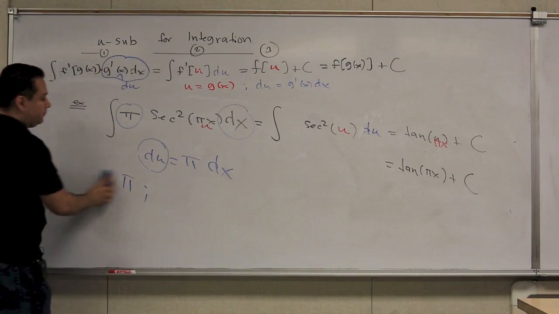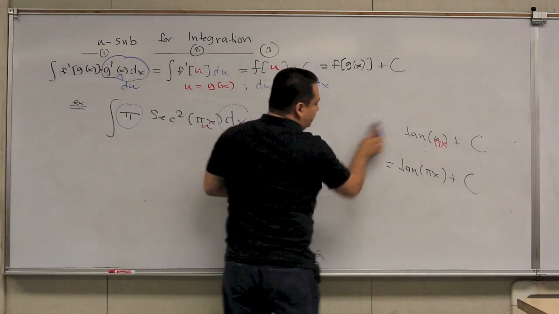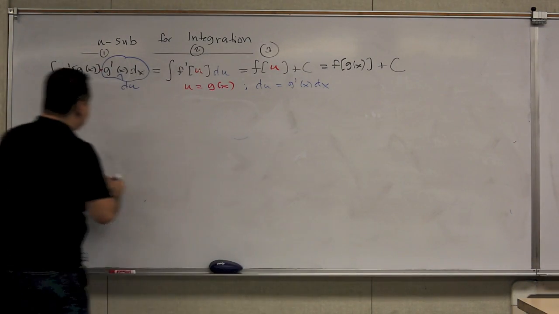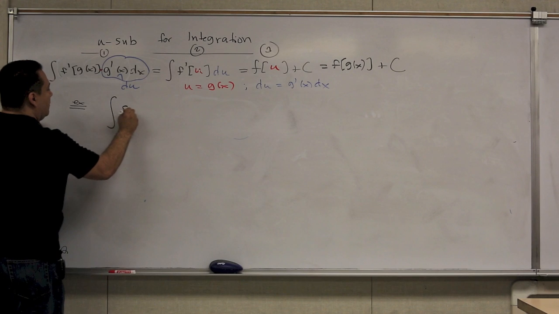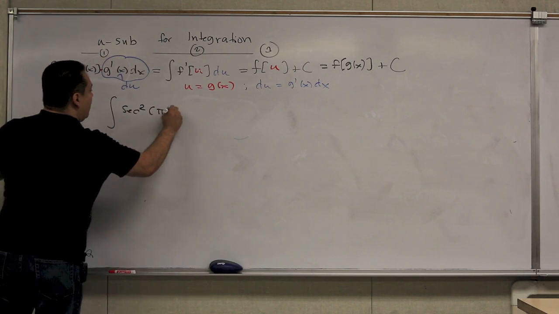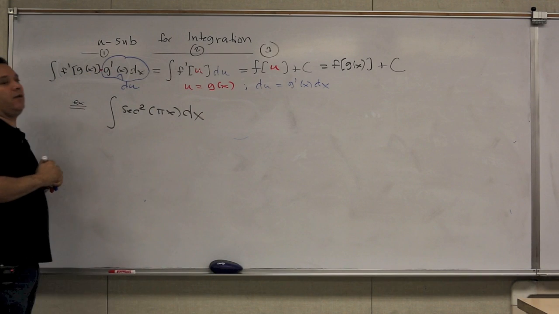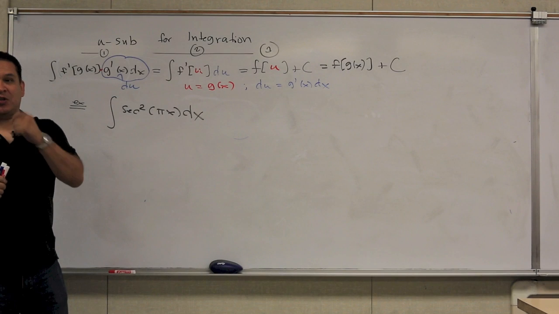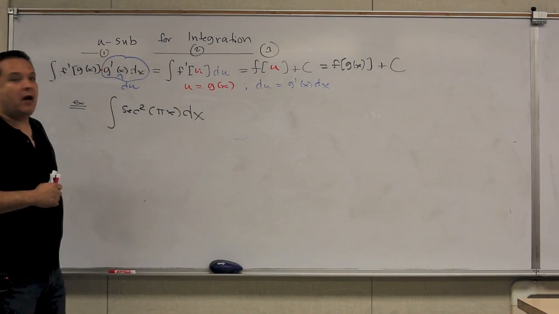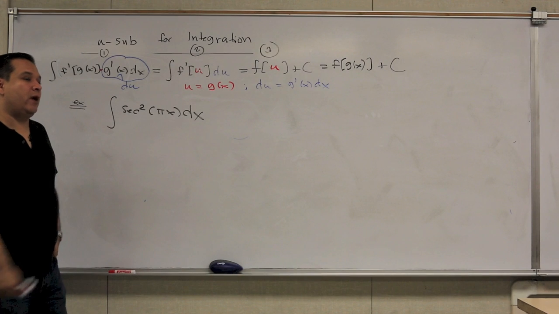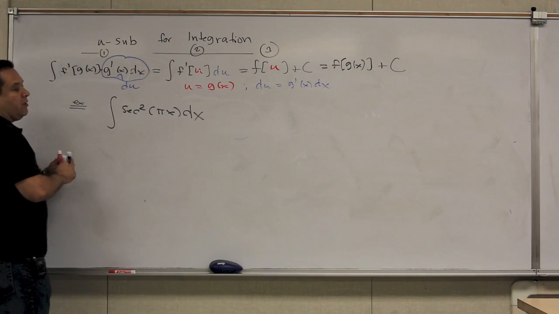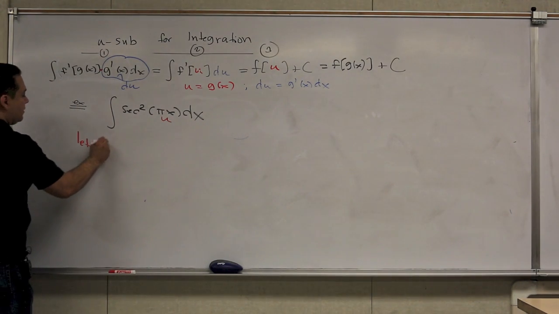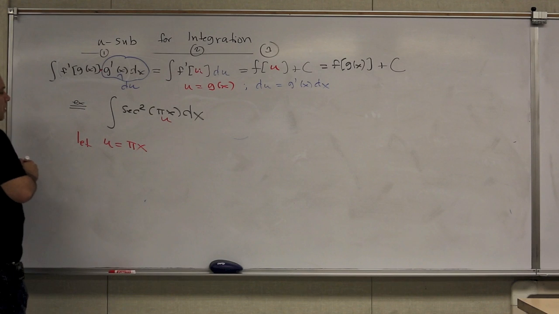All right, let me change it a little bit. Let's see if I change it. Secant squared pi x. What if they gave us secant squared pi x dx? I have to integrate this. There's no pi constant here. Okay? I'm going to show you really how you do this, I guess. There's another way to show people how to do this. What would you guys do again? What's your inside function? Pi x. Okay, so you're going to let u be pi x. So u is pi x.